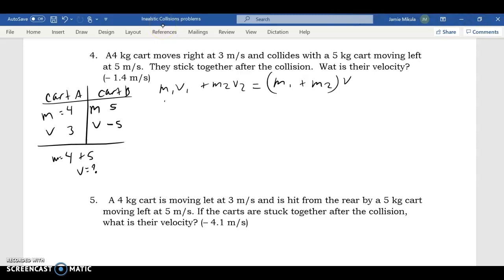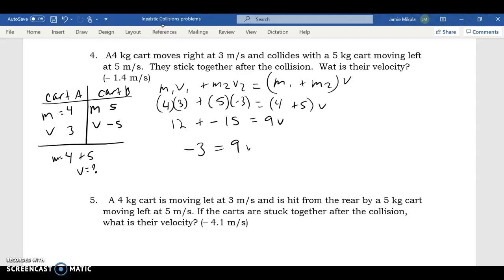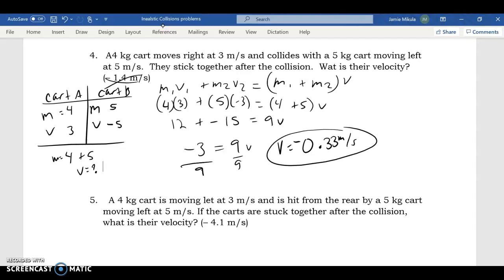So we're going to look at the first box, so 4 and 3 plus 5 and negative 3 equals (4 plus 5) v. So 12 plus negative 15 equals 9v. Okay, 12 plus negative 15 should be negative 3 equals 9v. Divide 9 on both sides. Negative 3 divided by 9 is velocity equals negative 0.33 meters per second. So, wrong answer.